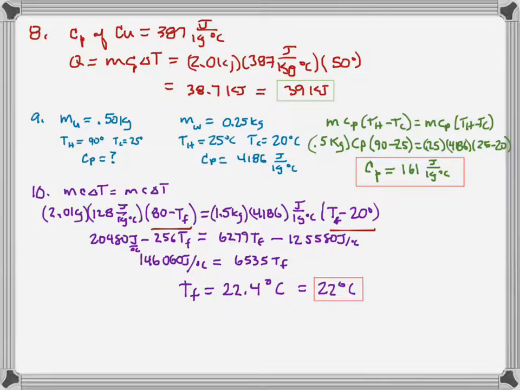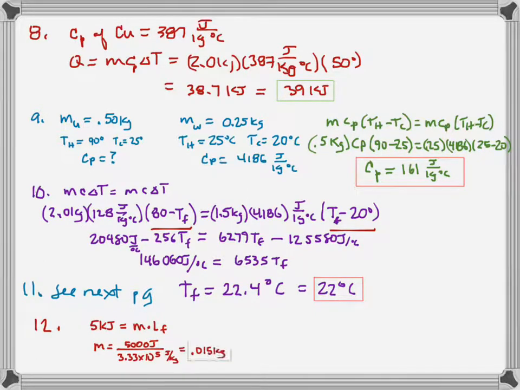Okay, number 11 I'm going to skip for now because I'm going to do it on a separate page. I'll do number 12. Number 12 is a fusion problem. In other words, you're going to be taking ice and you're melting it. If you have a certain amount of energy, how much ice is going to get melted? Well, 5 kilojoules is 5,000 joules, which is going to equal the mass times the latent heat of fusion for water. So you say the mass, when you solve, is going to be the energy divided by the latent heat of fusion. So 5,000 divided by 3.33 times 10 to the 5th joules per kilogram. So 0.015 kilograms is your final answer. That's how much ice is going to melt to give off that much heat.